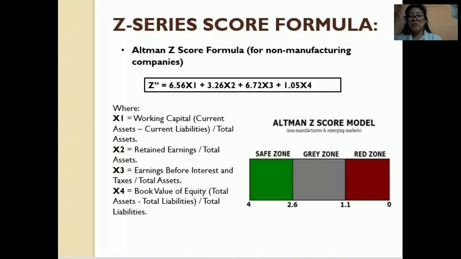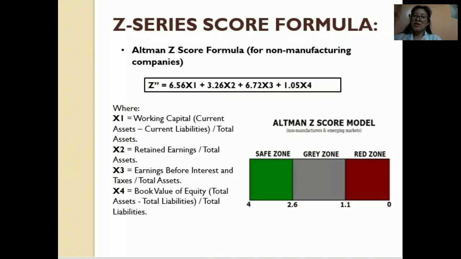Investors use this Z double prime score to make decisions on whether to buy or sell a company's stocks, depending on the assessed financial strength. To interpret the Z double prime score, the results are distributed into three risk ranges. A value of Z over 2.6 represents that the company is in the safe zone, and such a company is less likely to head towards bankruptcy and is considered to have good financial health.